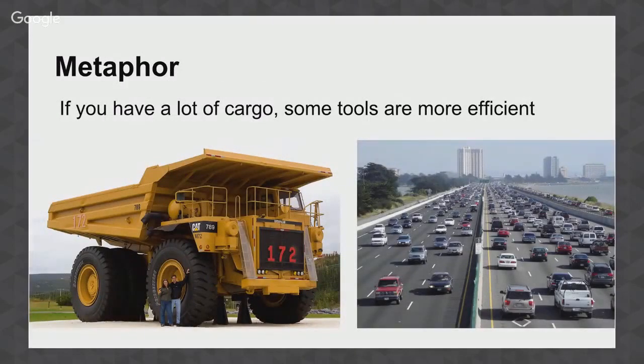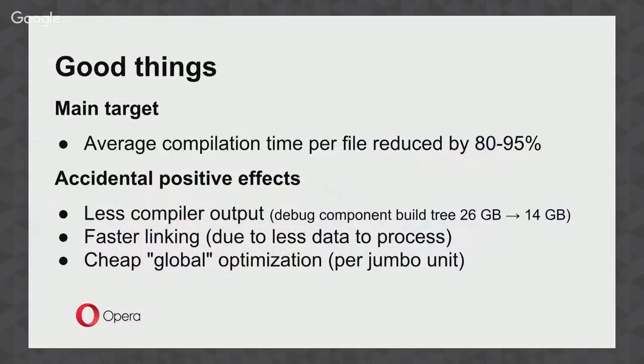If I return to this picture, if you have a build assist, if you have a system where you have a 100 lane highway and you have a million cars, then yeah, it can be more efficient. Or be faster at least, not more efficient, but faster. So that said, Jumbo was kind of intended to help people that didn't have access to these kinds of systems, and it does help.